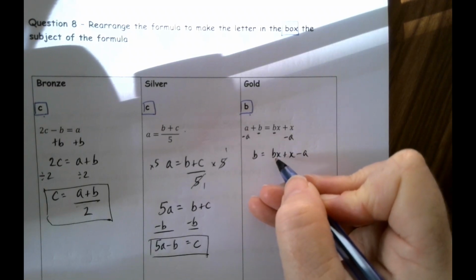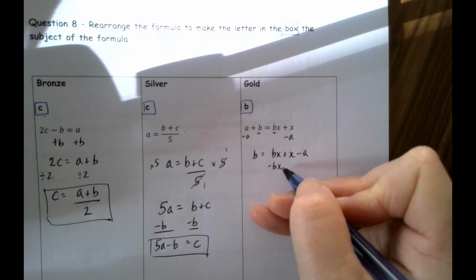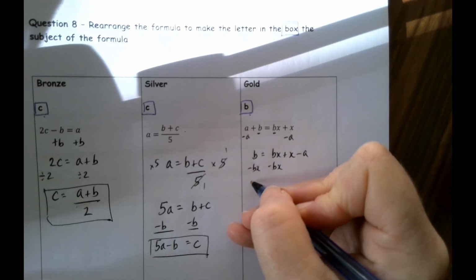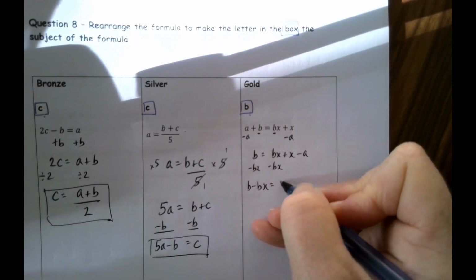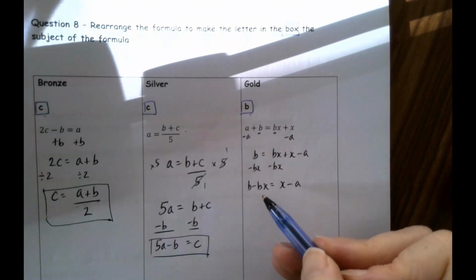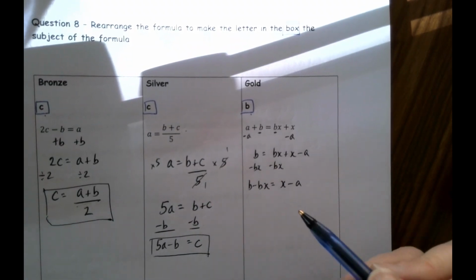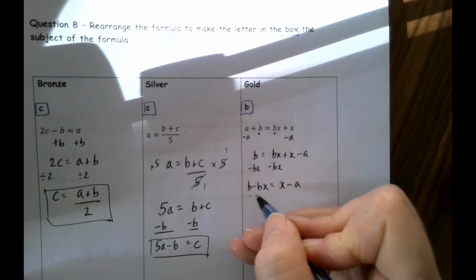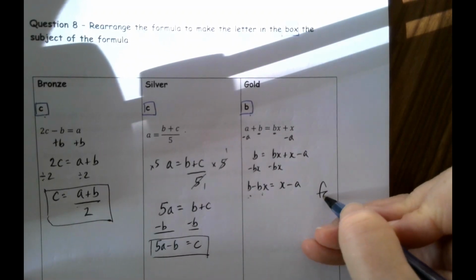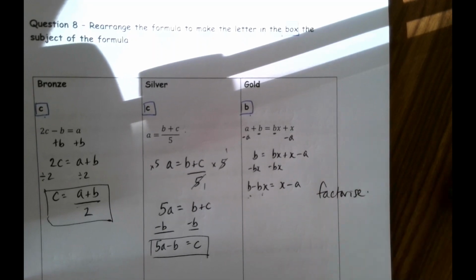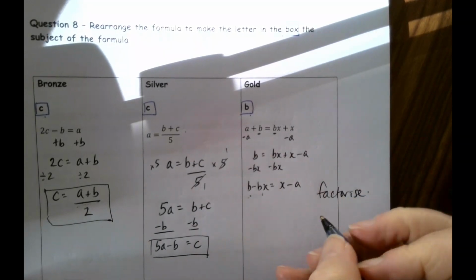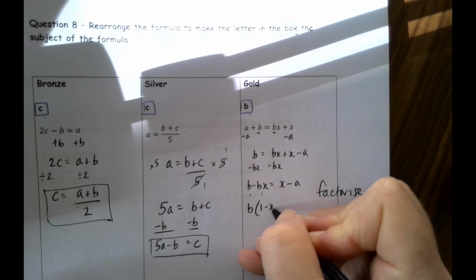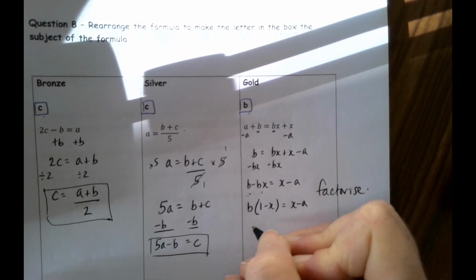And we want this bx thing, it's on the wrong side. I'm going to subtract the bx. I can't separate that b from that x because it's multiplying. I can't deal with that until it's away from the x, so I just have to bring it across in its entirety. Now, I still have two b's. The way to get rid of this is kind of a little trick. I'm going to factorize. So b minus bx, I can take b out as common, is b times 1 minus x is equal to x plus a.